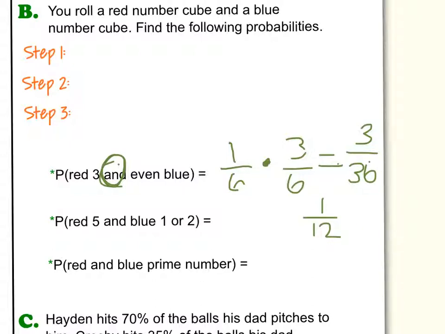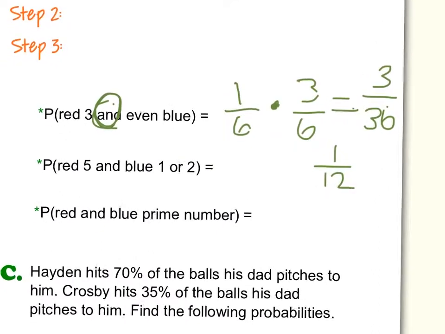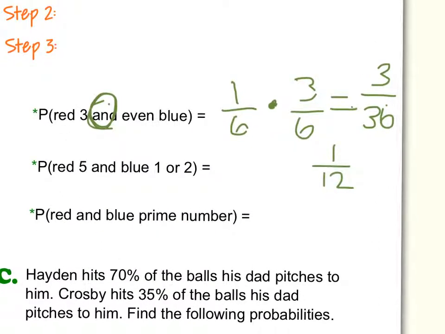Alright, moving down to the second problem, we want to find the probability we get a red 5 and a blue 1 or 2. Since it has the word and, we are going to multiply. Well, there's one red 5, so it's 1 out of 6, times, well, there's a 1 and a 2 out of 6. Top times top is 2, bottom times bottom is 36, reduces down to 1 over 18.